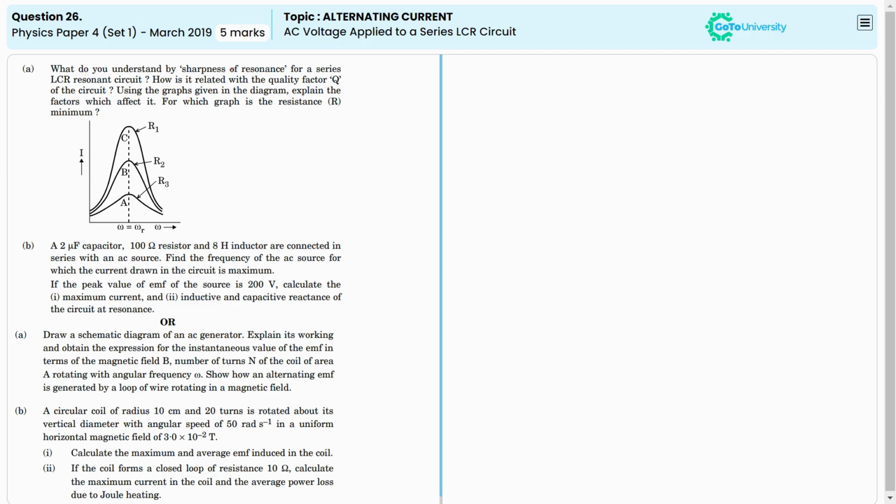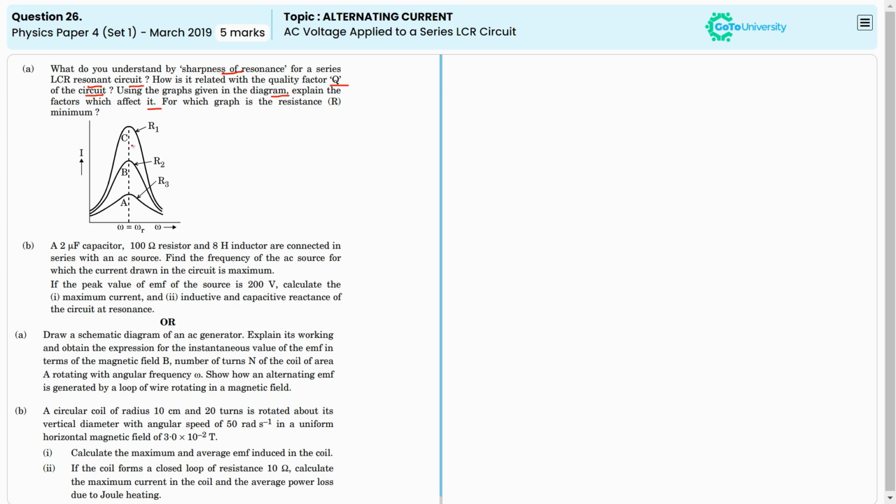What do you understand by sharpness of resonance for a series LCR resonance circuit? How is it related to the quality factor Q of the circuit, using the graph given in the diagram? Explain the factors which affect it. For which graph is the resistance R minimum?